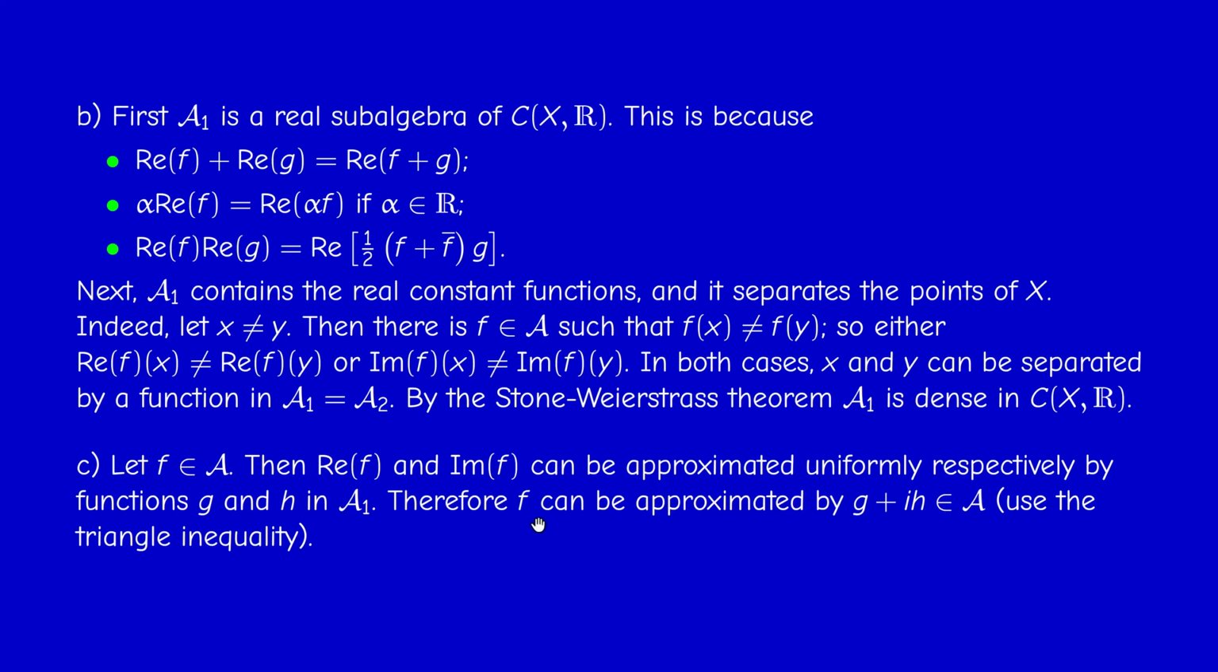f minus (g plus ih), using the triangle inequality, is less than 2 epsilon. So we just have to write this. It's very easy. So this proves the complex form of the Stone-Weierstrass theorem and concludes exercise 13.